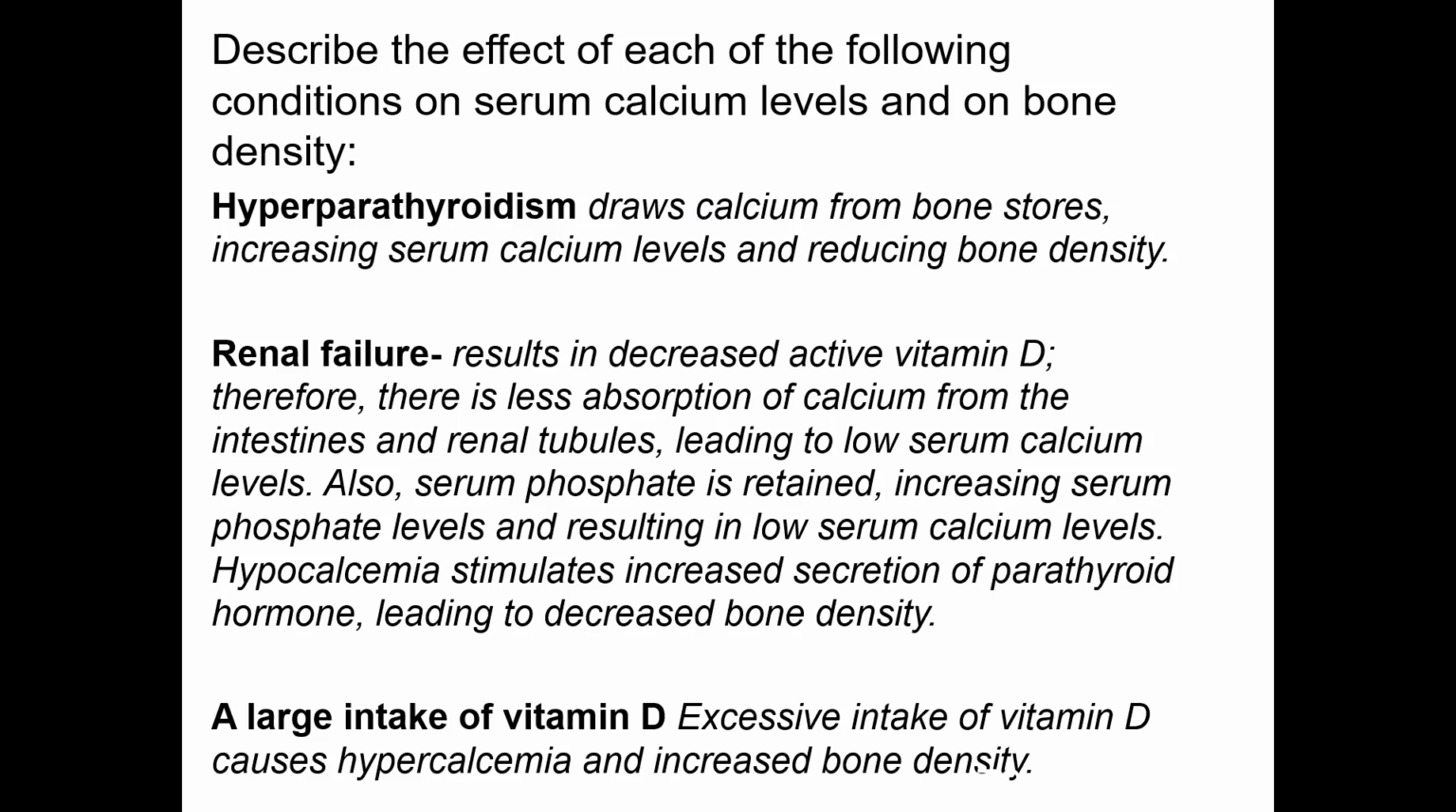Also, phosphate is retained in a patient with renal failure, and that will increase the phosphate levels and cause the calcium levels to drop because of the inverse relationship. Hypocalcemia stimulates increased secretion of the parathyroid hormone, leading to decreased bone density. And then excessive intake of vitamin D causes hypercalcemia and increased bone density.